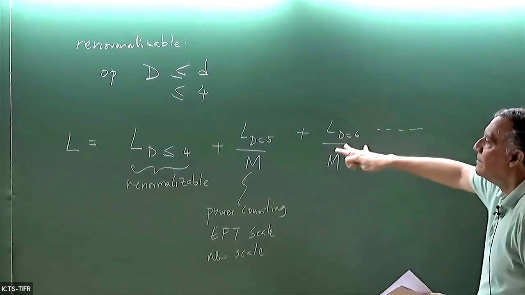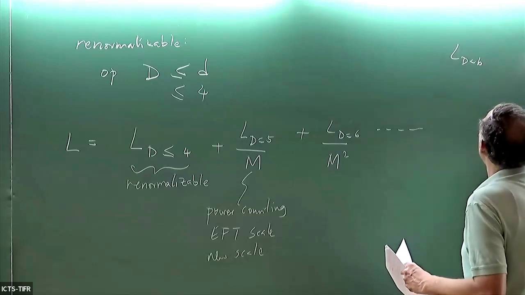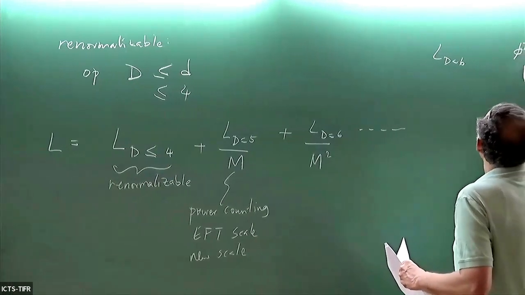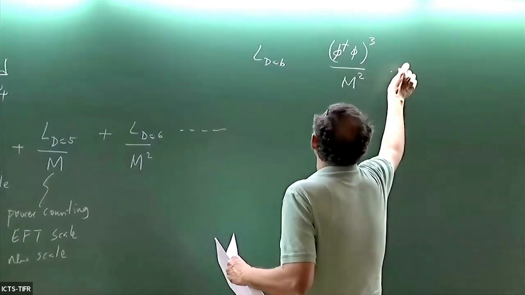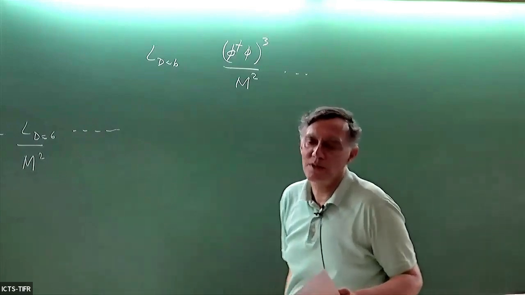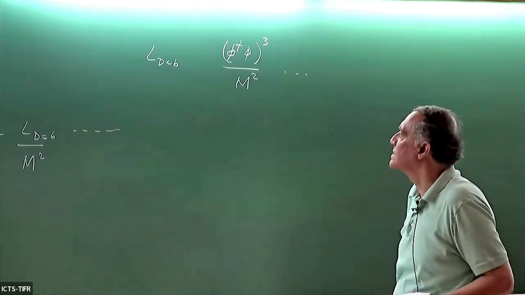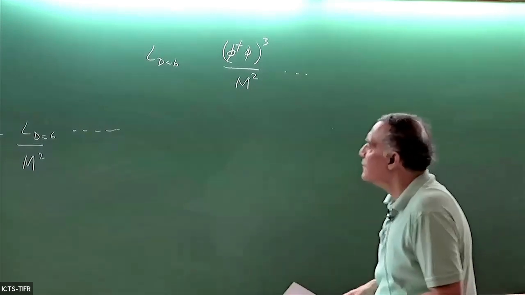So an example of this would be that, for example, a d equals 6 operator could be, for a complex scalar field theory, you could have some phi dagger phi cubed over m squared and so on. So this would be an example of a possible dimension 6 operator if there was some scalar theory and there was some new physics scale, capital M.